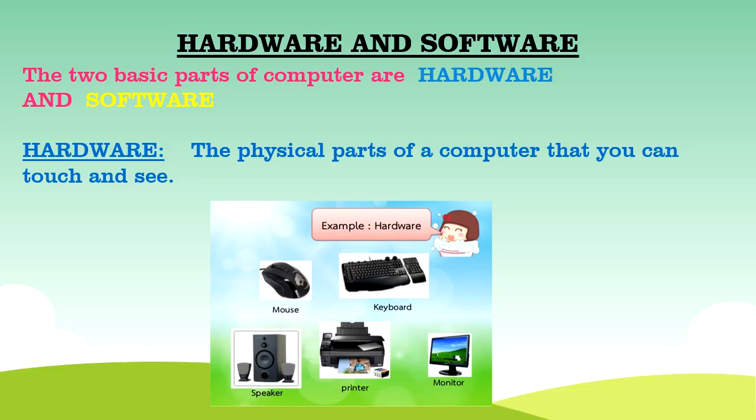Now we can learn what is a hardware and software. Computer is divided into two parts, hardware and software. Hardware means the physical part of a computer that you can touch and see. Which are the parts you can touch and see? A monitor, mouse, keyboard, speaker, printer, etc. So these are the hardware parts of a computer.